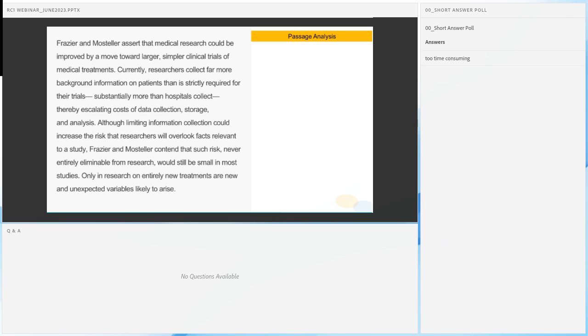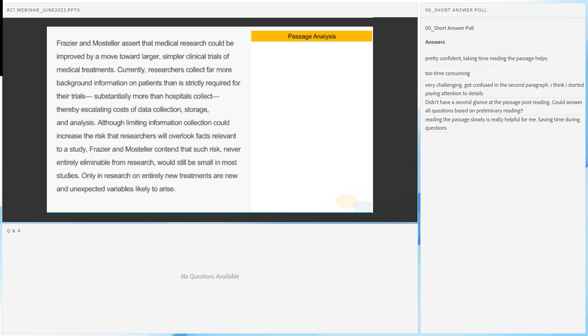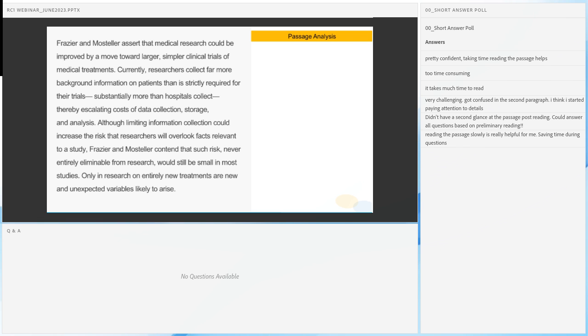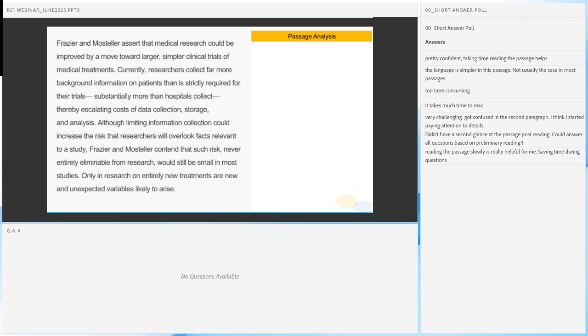Confident at times, and then went on. Got confused in the second paragraph. I think I started paying attention to details. Passage seems known, easy, okay. Reading the passage slowly is really helpful for me, saving time during questions. Didn't have a second glance at the passage post reading, could answer all questions based on preliminary reading. That's really good. It takes too much time to read.